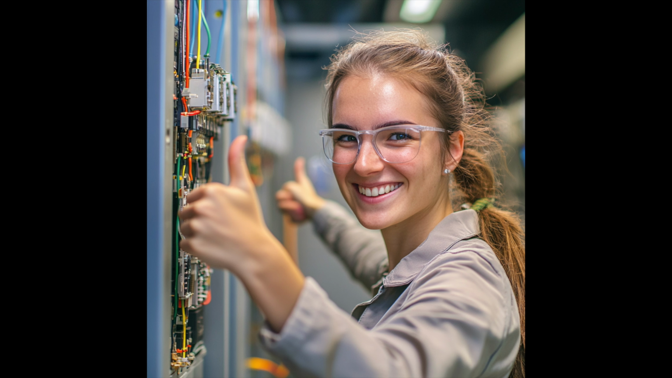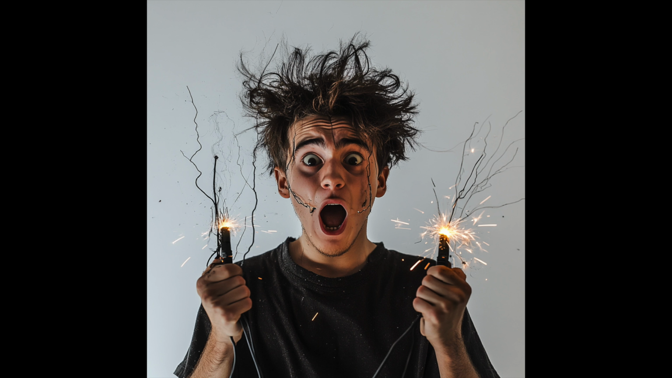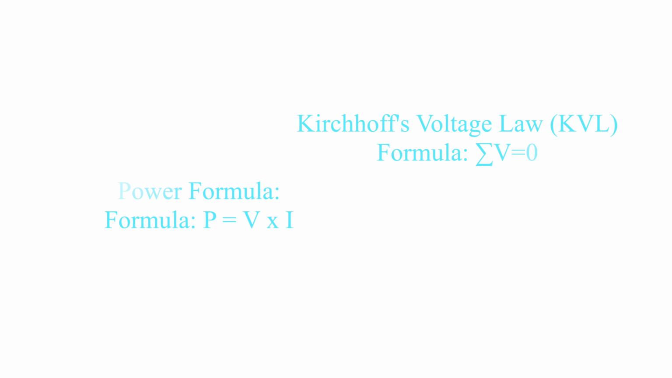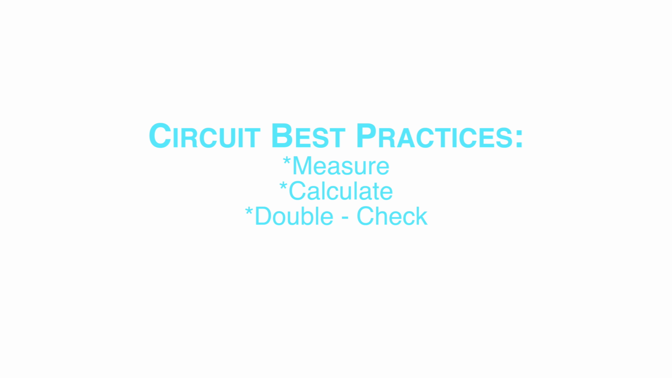Getting the current right in your circuits isn't just about protecting your components, it's about keeping you safe. If the current is too high, it can cause parts to overheat, fail, or even start a fire. Making a small mistake in your circuit could lead to dangerous results. That's why it's important to understand the basics of electricity and how to use math and formulas to keep everything working safely. By measuring and controlling the current correctly, we can prevent damage and make sure everything runs smoothly. Always measure, calculate, and double-check to protect your circuits and yourself.